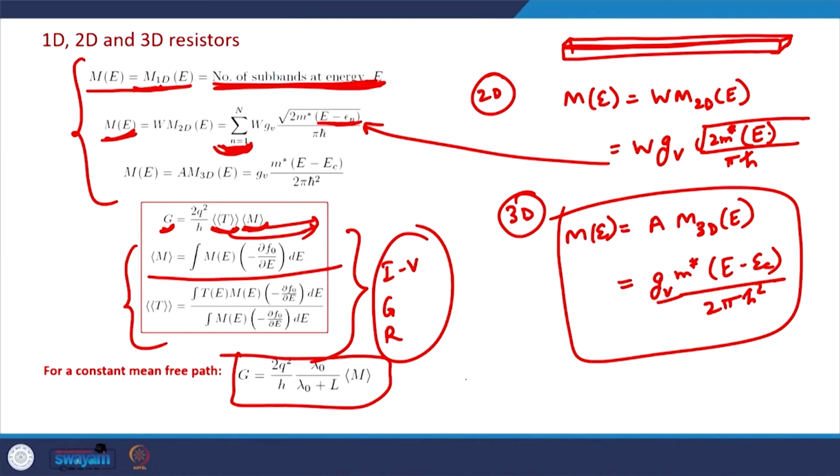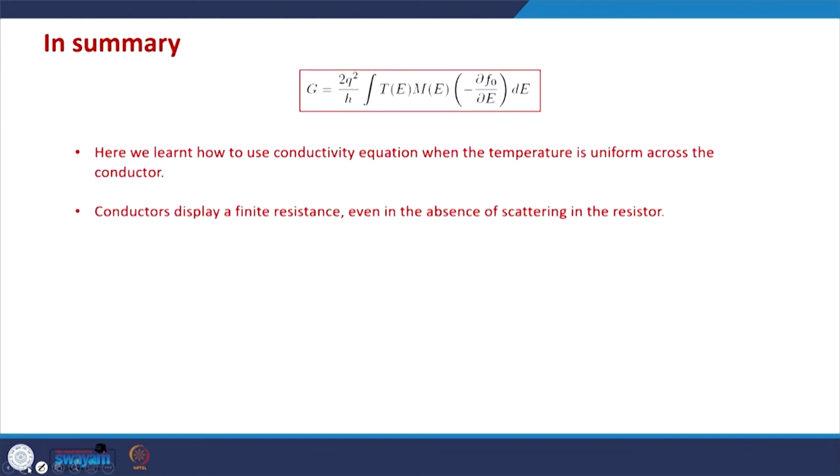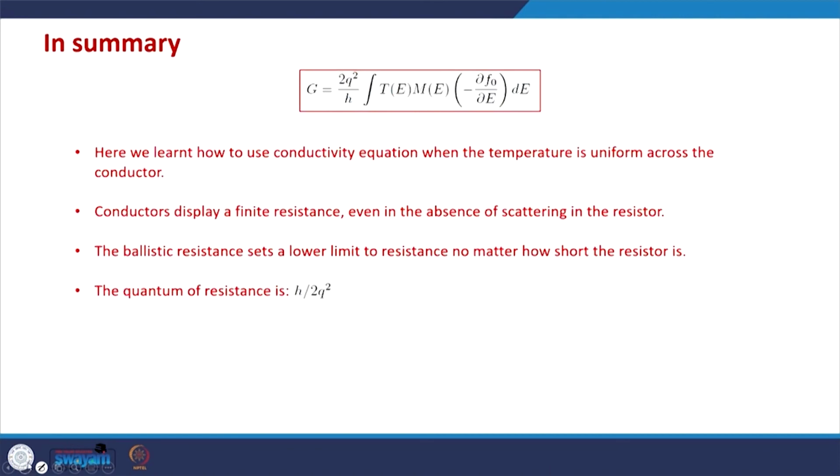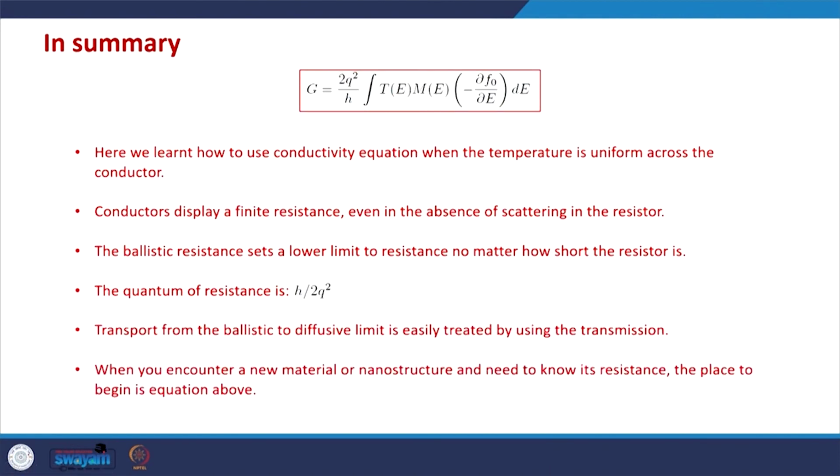Okay. And this is the expression for the conductance in a more general case. All these things will be modified if we take the subbands into account. So, in summary, while we need to calculate the conductance of the system, we always start with this expression, and this is true for near equilibrium transport. If the transport is not near equilibrium, then we will start with the current equation.